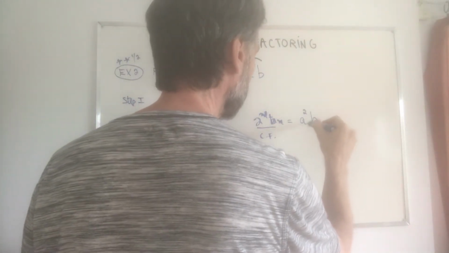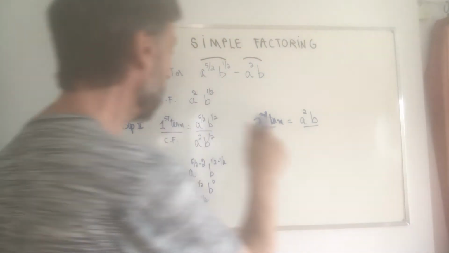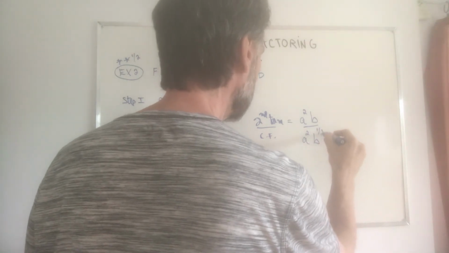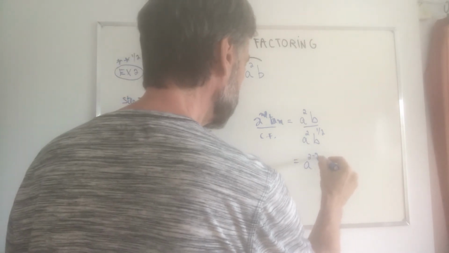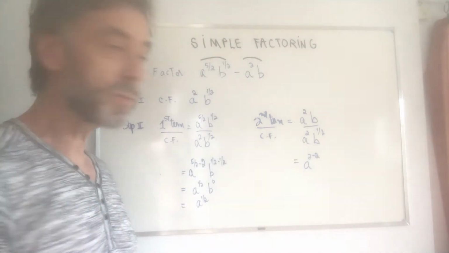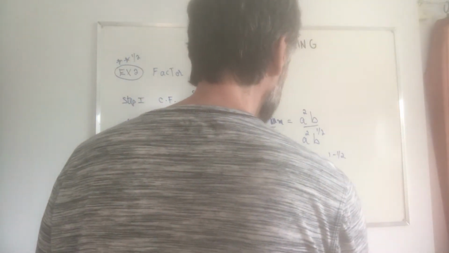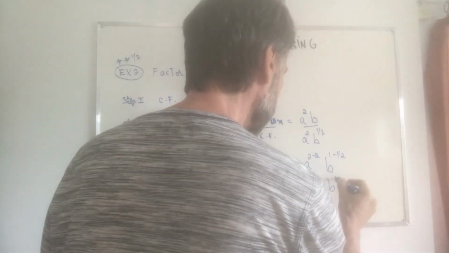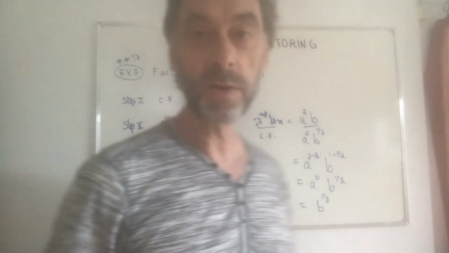Second term, a squared b is the second term, divided by the common factor, a squared b to the 1/2. So that, if I apply the rules of exponents, is a to the 2 minus 2 multiplied by b to the 1 minus 1/2. So that's a to the 0, and that's b to the 1/2. So that is just b to the 1/2. And we got what goes inside the bracket.